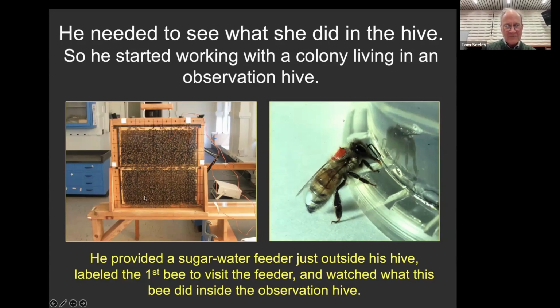Von Frisch started out with a single frame hive. His hive was also inside the laboratory building where he worked. He provided a sugar water feeder just outside the hive, just outside the window where the hive was. And he labeled the first bee to visit the feeder. And then he did the obvious thing. He watched to see what this bee did when she came into the observation hive.